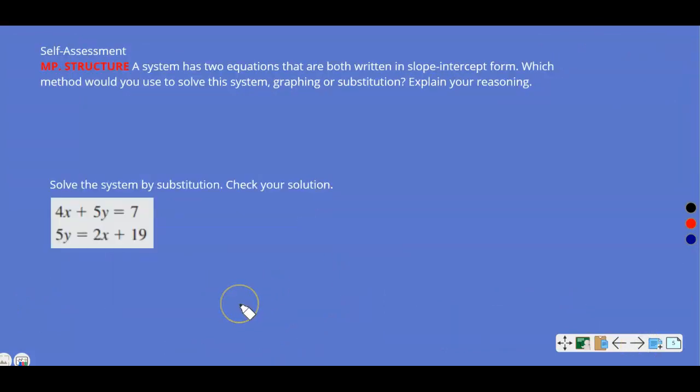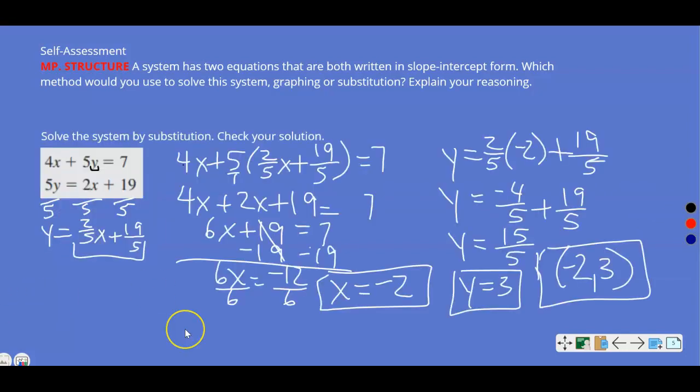All right, the last thing is a self-assessment. This gives you time to do a little practice here. Please pause the video, take time to answer these, and then come back to see if you have the correct answer. And then you can check your work there.